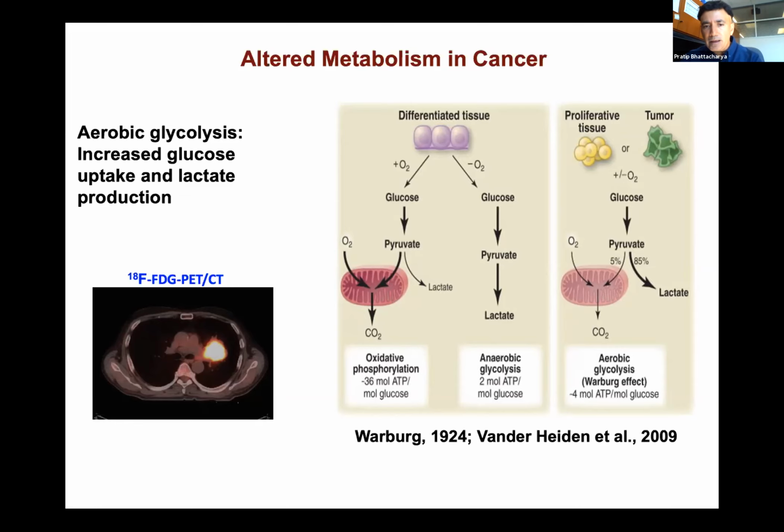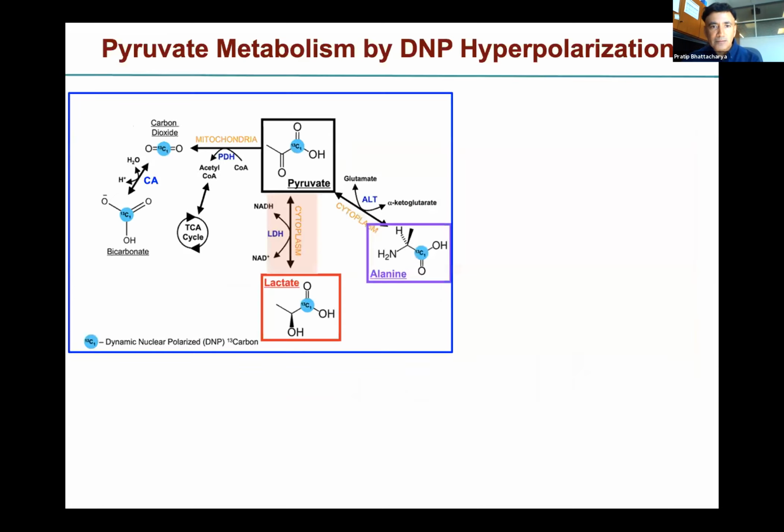This is beyond the scope, but keep in mind this is what we observe. In normal cells, it goes through the TCA cycle, and we do not see that much lactic acid. But in cancer cells, it goes through the lactic acid pathway, and this is the Warburg effect. Next slide, please.